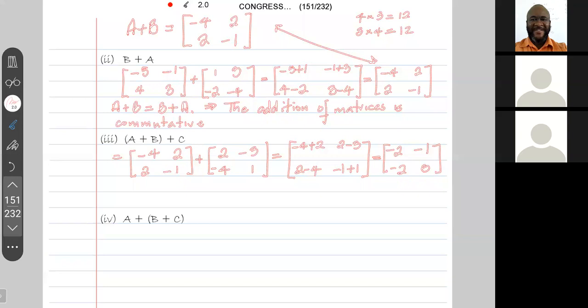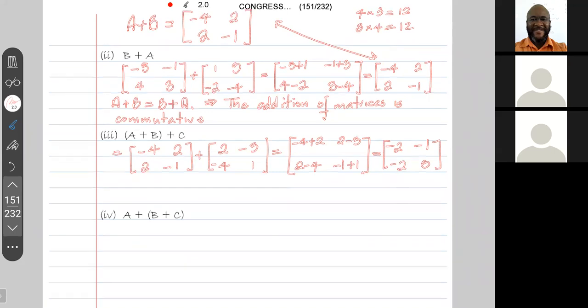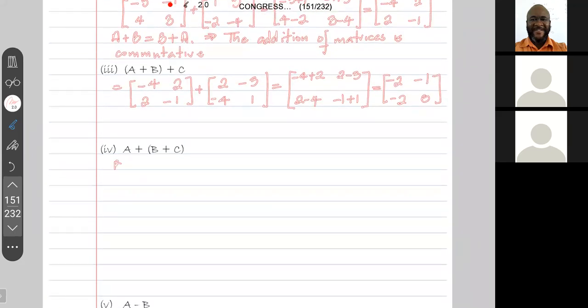So let me do A plus B plus C. Now A plus B plus C in bracket means I must add B and C first before I can add to A. So let us do B plus C. So B plus C would be minus 5, 4, minus 1, 3, that's B, plus C, which is 2, minus 3, minus 4, 1. So we're doing B plus C first.